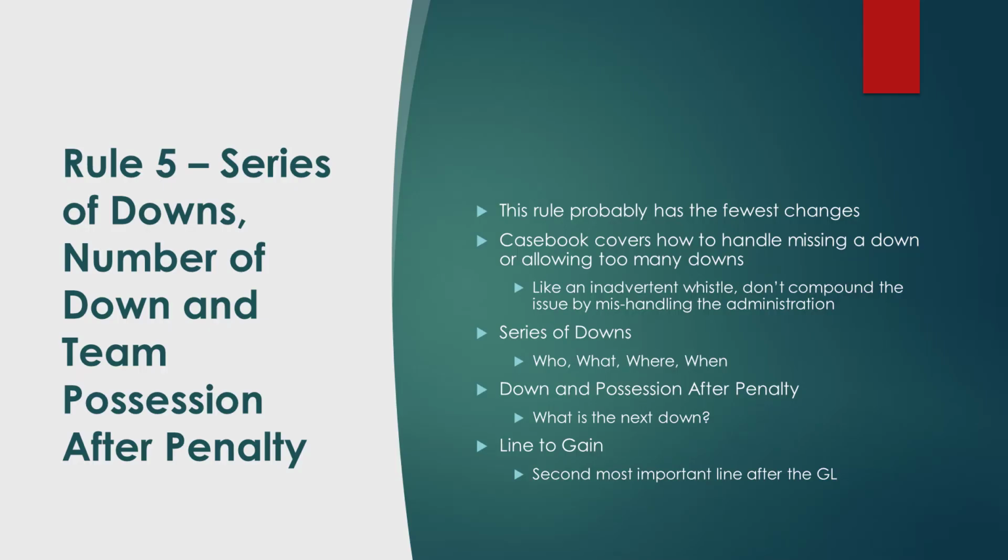Rule 5 looks at series of downs, number of down, and team possession after penalty. Quite a mouthful, but nonetheless still an important rule. And what we're going to do with the football after penalties, what we're going to do with the down, are we going to award a new series, those kind of factors. So important to get in that part of the rule book.